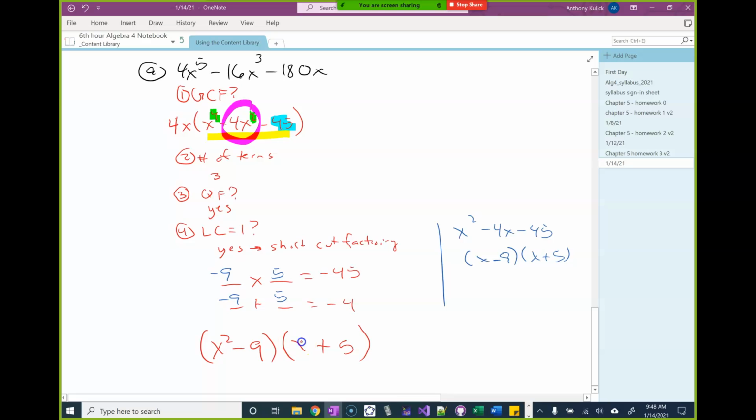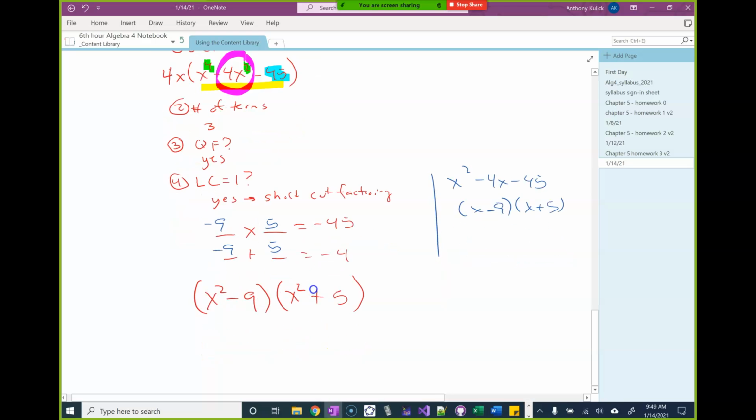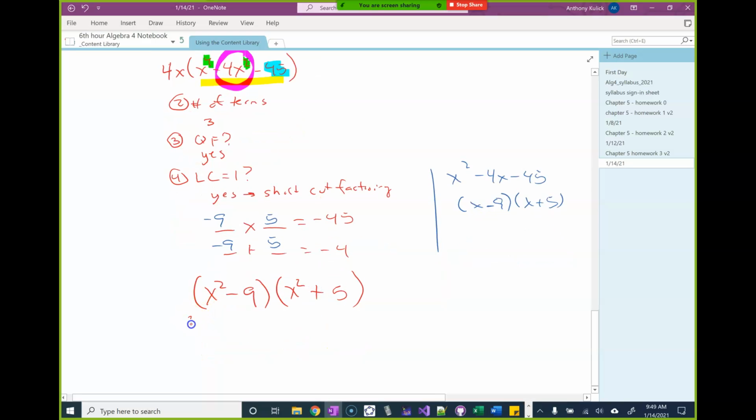Now we're just going to check each of these factors and see if we can do anything more with that. So this one is two terms. So the first thing we do is we check for a difference of two squares. Well, that's a difference of two squares, right? That looks just like a first semester factoring problem that we would have done.